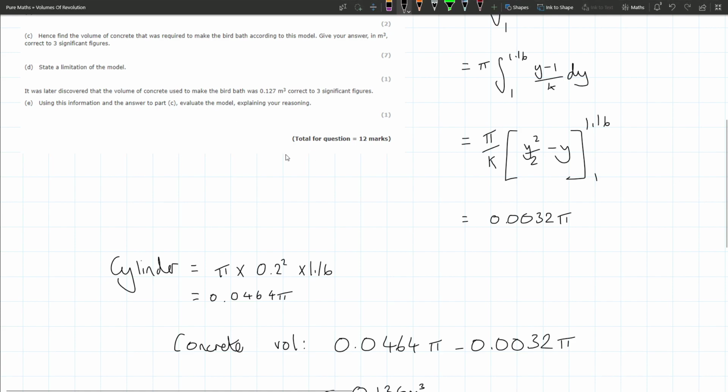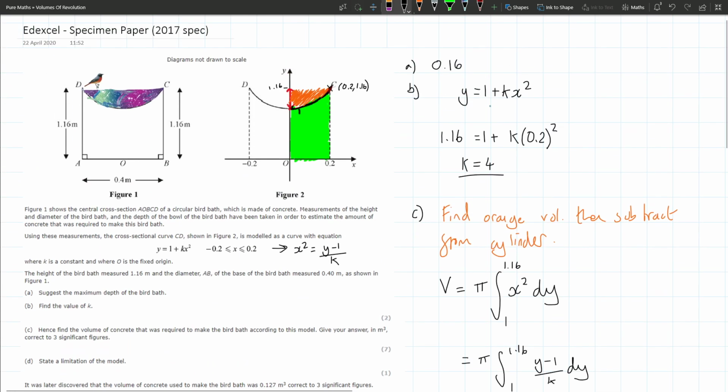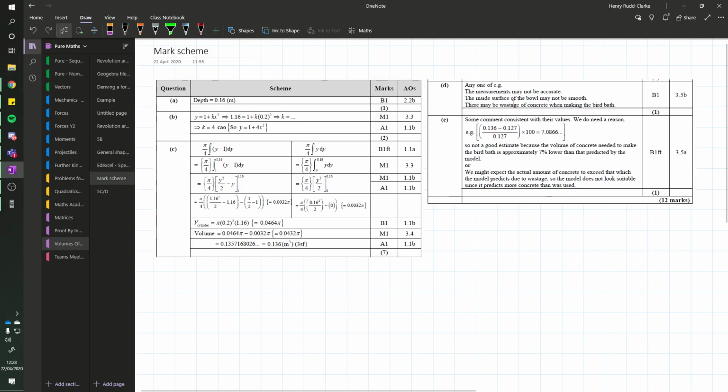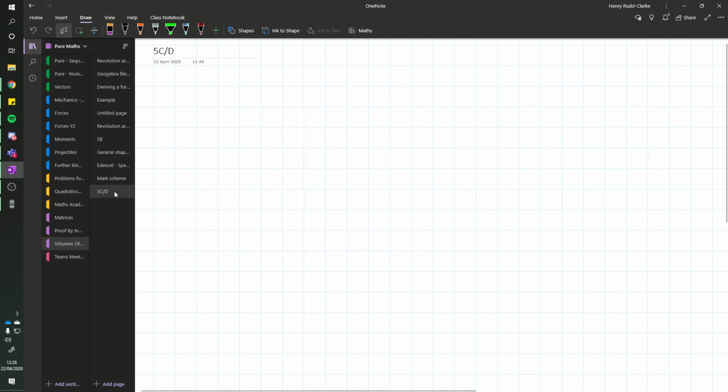We could just say it's a waste of concrete because, you know, things overflow or people spill stuff, or I don't know. But what they seem to say here, it's a bit of a difficult question, is that it's not good because it's a certain percentage lower, and so it does not look suitable because it predicts more concrete than was used. I mean, that seems obvious from looking at the numbers to me. Bit of a weird question. Sometimes you get ones like that in the specimen papers.